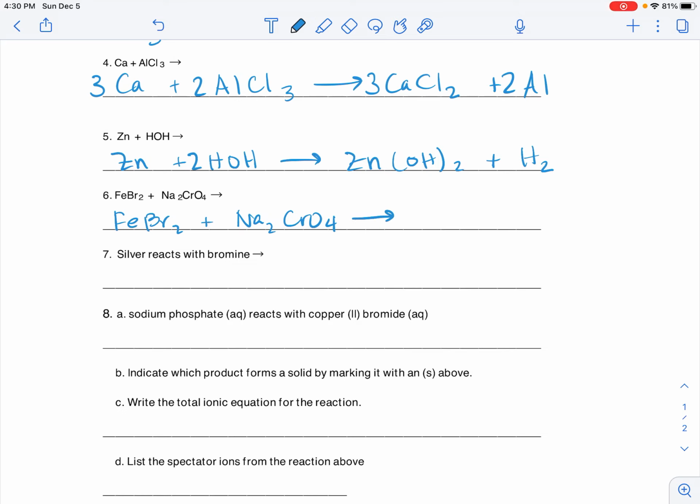So iron is +2. You can tell because bromine's -1, and there are 2 of them. So iron must be +2 to cancel it out. Chromate's -2, so they're going to cancel each other out. So FeCrO4. And then sodium and bromine. Sodium is +1 and bromine's -1, so they just cancel out. And to balance it, we're just going to put a 2 here. And I think that's it. So there is our complete and balanced reaction for those 2. That's a double replacement reaction.